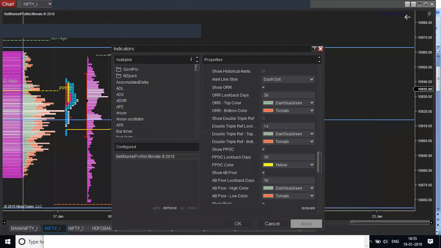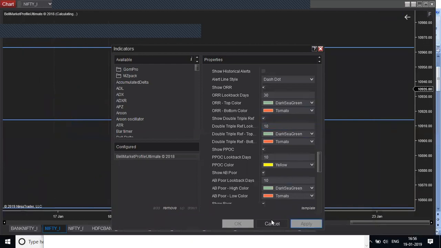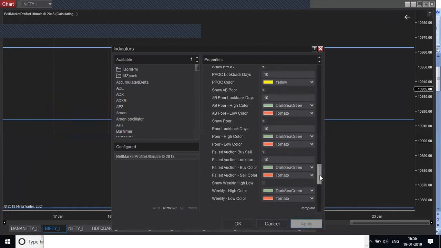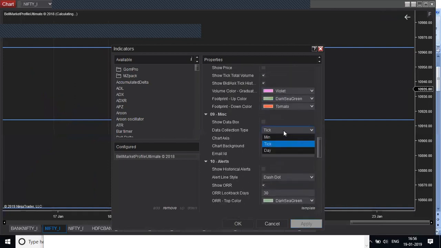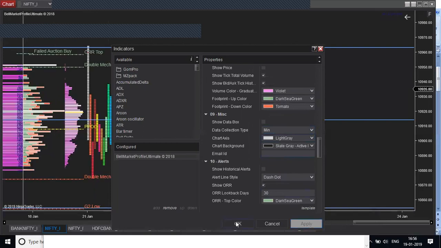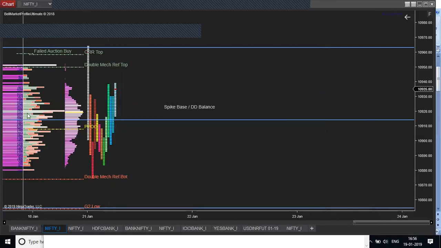Next comes the double distribution reference or triple distribution reference level, right? I haven't enabled it because in many places it shows the stop. If I want to enable it, I say apply. I'm going to change the data collection type to minute because I'm already using order flow. Otherwise, every time I want to apply something, it's going to take a lot of time in terms of calculation.